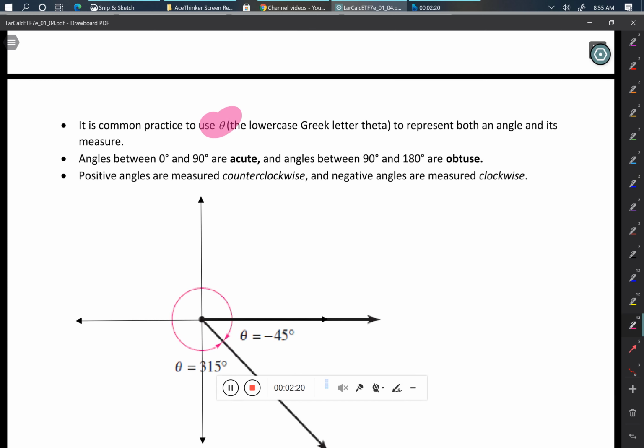We have a couple more pieces of terminology. What does it mean when an angle is called acute? Well, that means it measures between 0 and 90 degrees. Obtuse, if it's between 90 and 180. If it goes beyond 180, we don't have a fancy name for it that we use. There might be a name somewhere in history, but it's not one that's commonly used. Positive angles in standard position are measured counterclockwise, whereas negative angles are measured clockwise. That's just how that works.